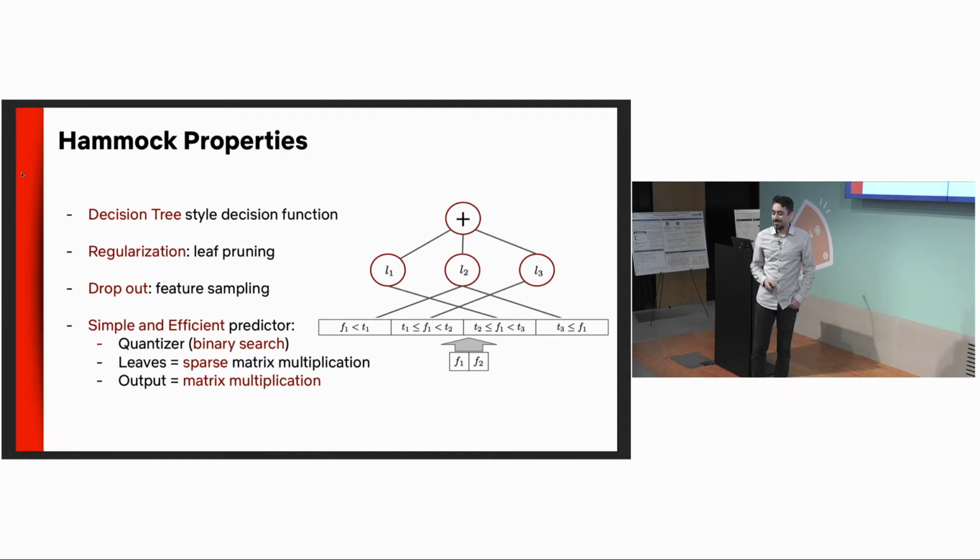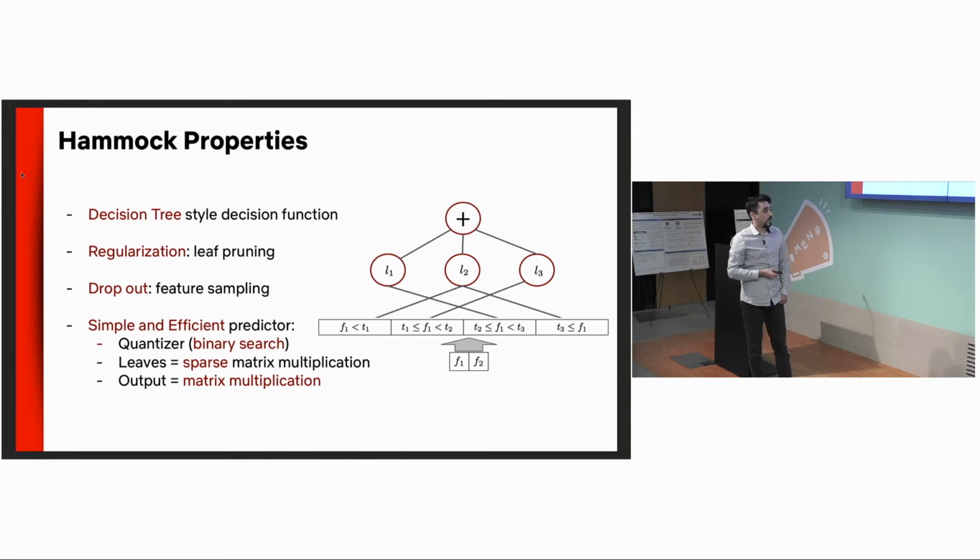This simple neural network has a couple of interesting properties. First of all, the decision function is very similar to a decision tree, so it has all the nice interpretability properties that we need. And then there are all these tips and tricks that we do in decision tree boosting. We do leaf pruning: if you add regularization on the top layer, you have leaf pruning. We do feature sampling, or we do sampling. And if you do dropout on the first layer, you have your equivalent of feature sampling.